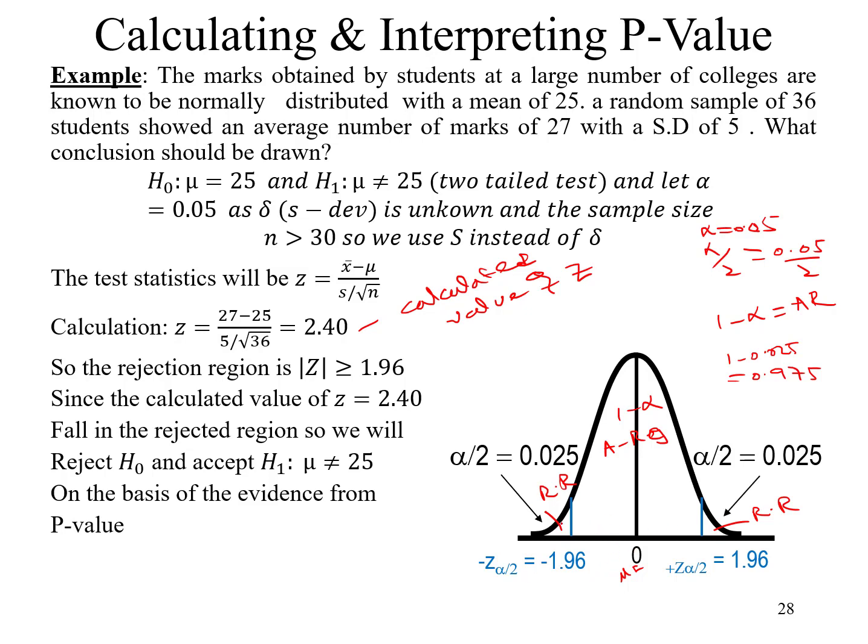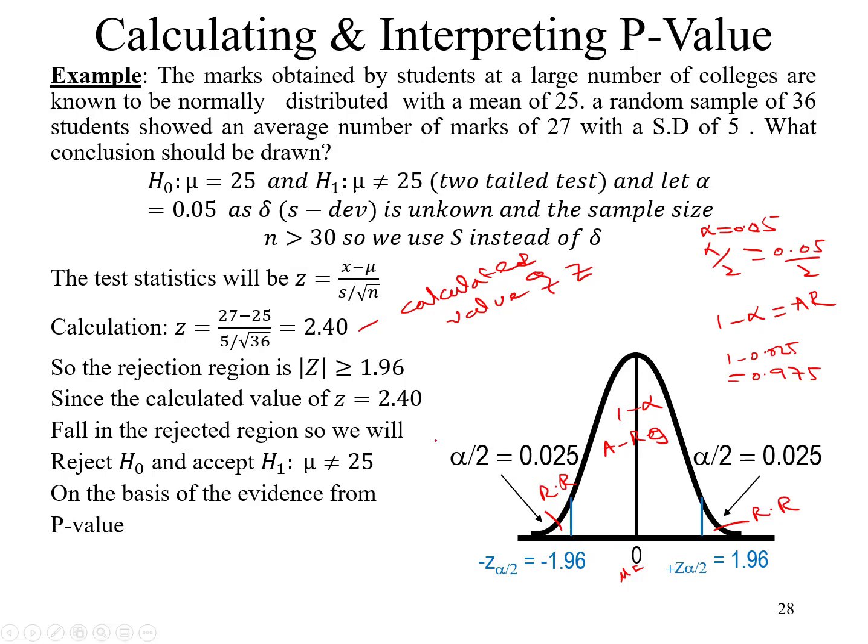Because the test is two-tailed, we also write minus Z alpha by 2, so this portion is minus 1.96. So this is our threshold. These are the boundaries of the accepted region. One boundary is 1.96, the other boundary is minus 1.96. So these are the critical values.